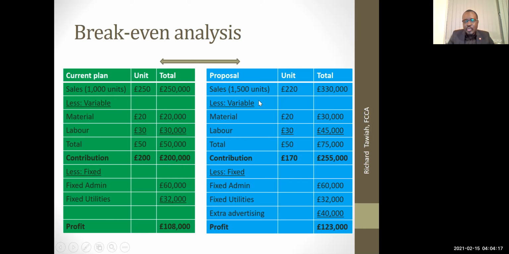Now with the proposal which has been made, reduce selling price to 220, the rest remain the same. It tells us that our contribution per unit becomes 170, but we sell 1,500 units. It means our total contribution ends up becoming 255,000. Subtract our fixed cost elements and we make profits of 123,000, even though we have to incur extra advertising costs of 40,000. From this scenario, it makes so much sense to go for the proposal by the marketing department.